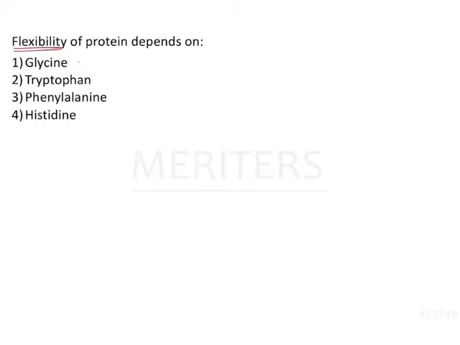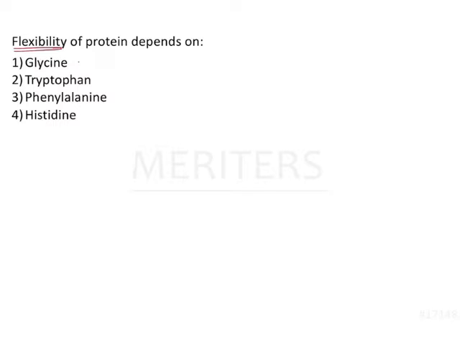Flexibility of protein depends on... Since proteins are the large polymers of amino acids, the flexibility of the protein in turn depends on the flexibility of the amino acids, which is going to result in formation of the protein structure. So here the question is that the flexibility of the protein is contributed by which amino acids, and the various options given are glycine, tryptophan, phenylalanine and histidine.